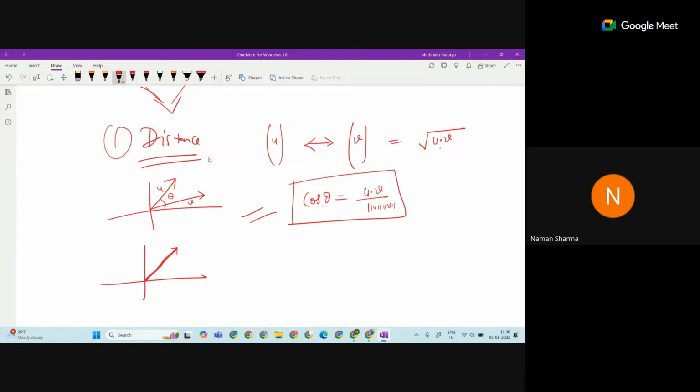Under root a square plus b square. You said the definition for R2, meaning the coordinate system. I am saying for the dot product definition. Just a small thing is there. I'm explicitly writing here 0 0, and here is q, meaning u1 u2.